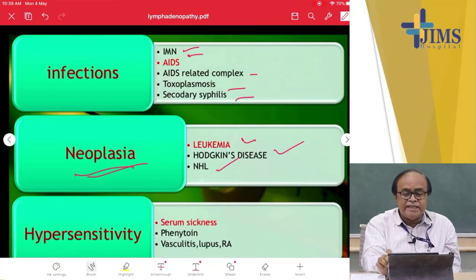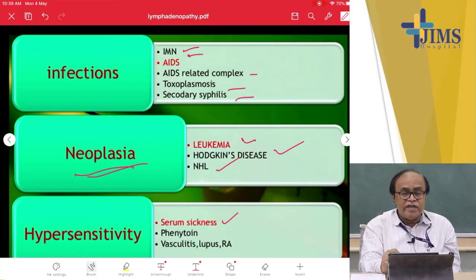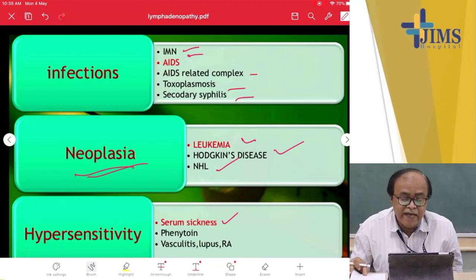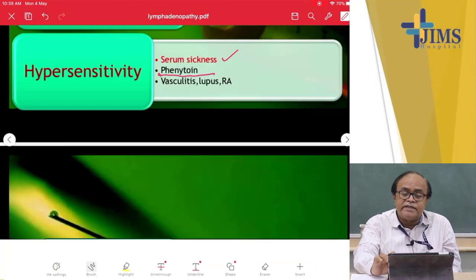If it is hypersensitivity, that is the body reacting to some foreign proteins, there may be a hypersensitivity reaction, serum sickness. From medicine, there are some medicines which may cause this enlargement of the lymph nodes, and one example is phenytoin. Then vasculitis, lupus, rheumatoid arthritis.